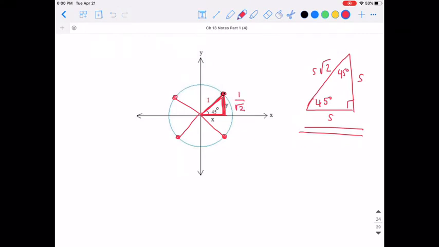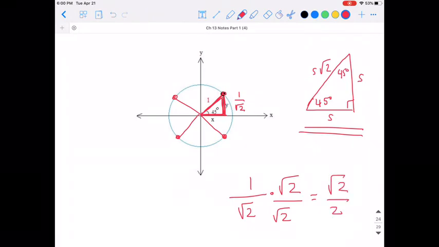But remember, when we're doing these, we never want to have a radical in our denominator, so we have to rationalize. 1 over radical 2, we can rationalize by multiplying the numerator and the denominator by radical 2. When we do this, we get radical 2 over 2. So the legs of this triangle, both of the legs, remember, they're always congruent because it's a 45, 45, 90 triangle. Both of the legs are going to be radical 2 over 2. So this point on our unit circle is at radical 2 over 2, radical 2 over 2. So that represents the sine and the cosine of our 45 degree angle.